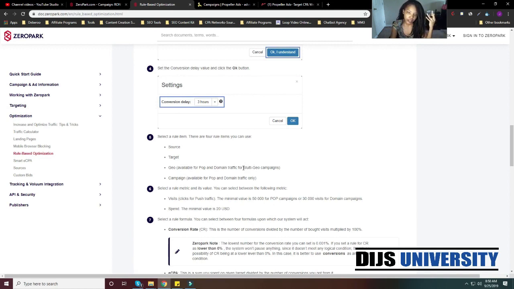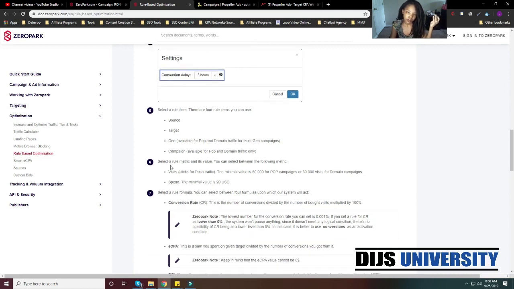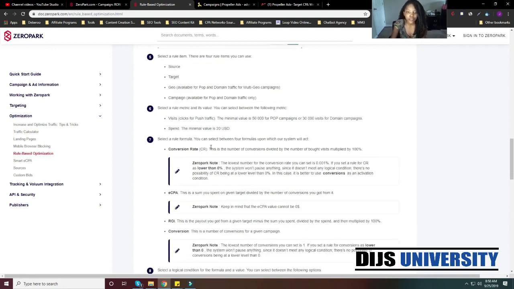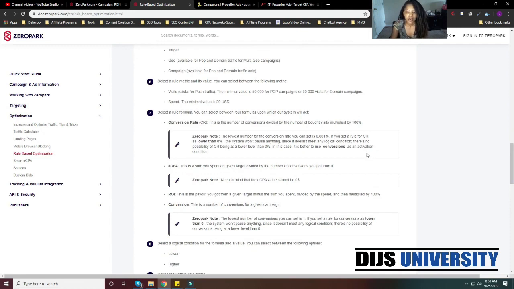So they want you to set an item, so you can use a source, a target, your geo, your campaign. Okay, we can't do this. Selected rule metrics. So we would go by visits. This is clicks for push. The minimum, they don't tell us for push. The minimum value is 20. So select the rule formula. So your conversion rate, this is the number of conversions, obviously, multiplied by 100.